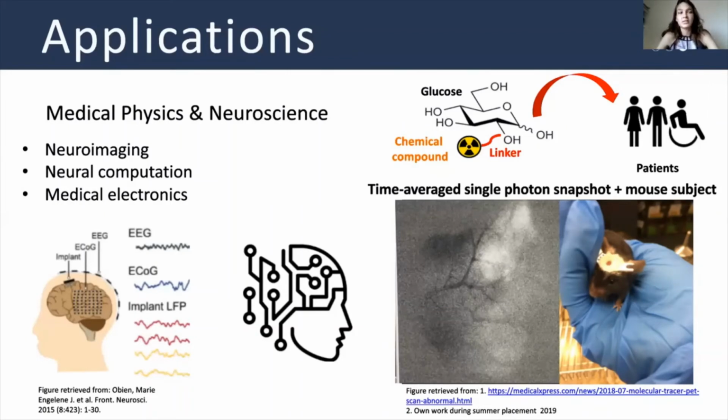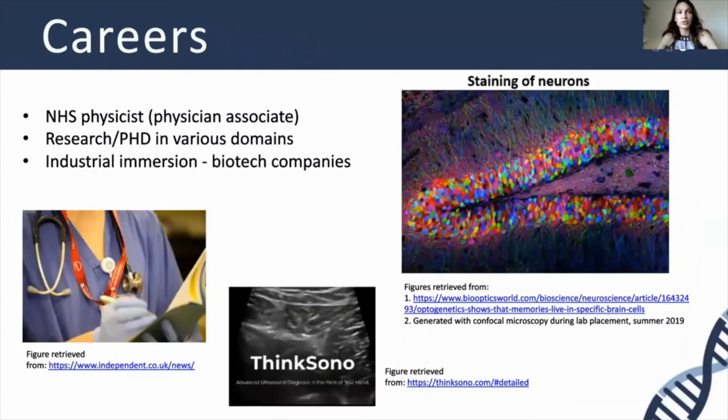And then finally, the final application is medical electronics, which, as we've seen before, enables you to record some brain signals. And there's also constantly a strive to improve these methods of recording. And this is what people usually work on in research. In terms of the careers you can go into after such a course, well, these are, again, a short list. As you could see, there was a broad range of applications. There's also a broad range of careers.